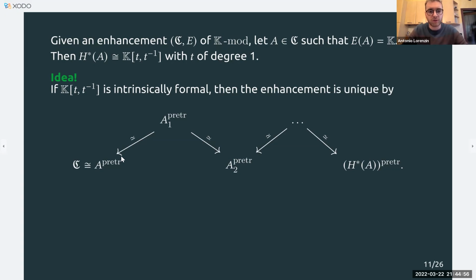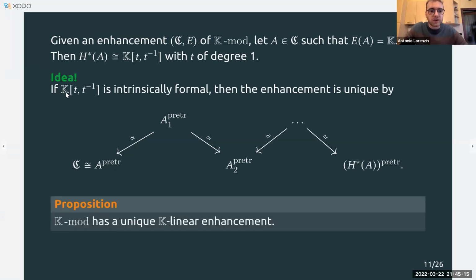So we can move via the extended version of the pretriangulated closures, and we can move obtaining quasi-equivalences, and the inclusion of A in C gives another quasi-equivalence.